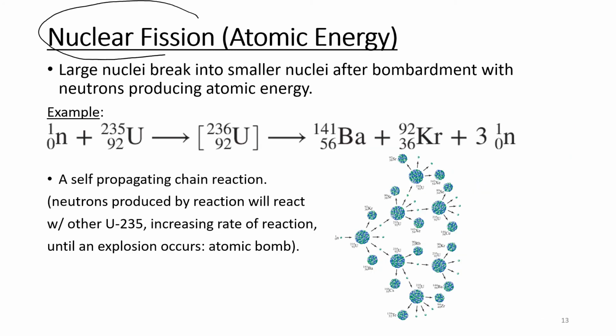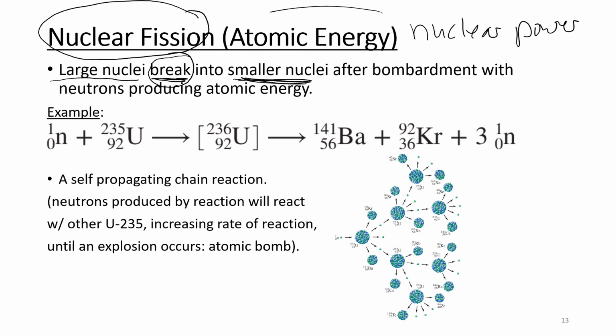Nuclear fission is the opposite of fusion in the sense that we have large nuclei that are breaking apart into smaller nuclei instead of combining and creating something greater. So we go from a larger nuclei into a smaller nuclei. Nuclear fission is what's used in nuclear power plants, and that's where we get our atomic energy. The same exact process is in a nuclear bomb or an atomic bomb.